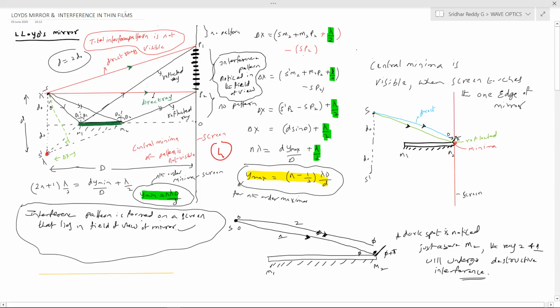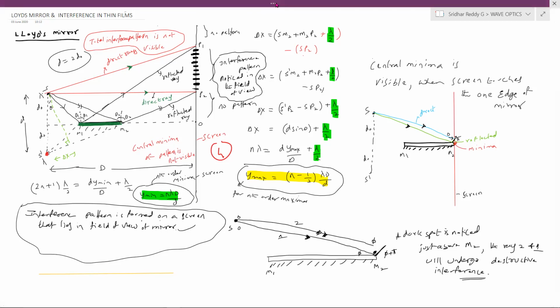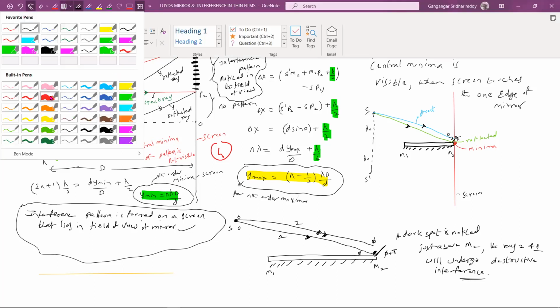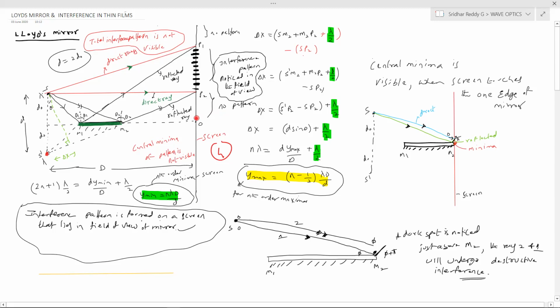Okay, got it now? So now what I do is, if I move this screen such that the point O touches the point M2 of the mirror. Where am I showing it? I'm showing it in this diagram. I'll move the screen in such a way that the screen will come in contact with one edge of the mirror M2. Then what do we notice? I'm going to notice a central minima, not maxima. Any reason for that?